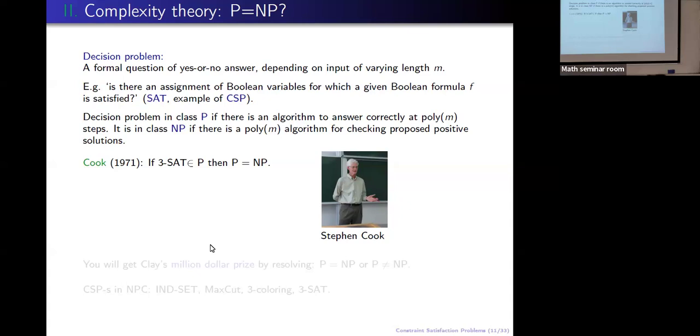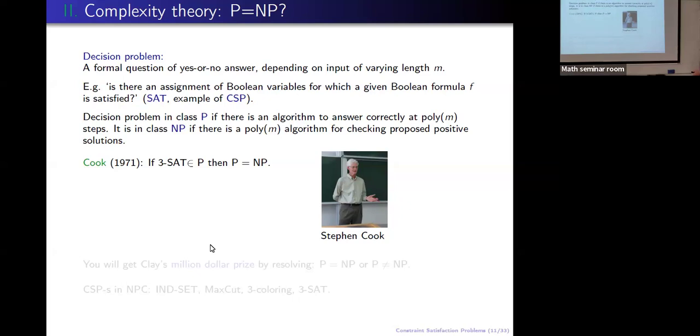So, for example, I give you a Boolean formula, which is represented by an input of size n, it tells you what the formula is, and I ask you, is there an assignment of the Boolean variables for which the formula is satisfied? This is called the SAT problem. It's an example of a constraint satisfaction problem, because in the formula there are some constraints. You have to do certain things to be satisfied, and you need to do all of them.